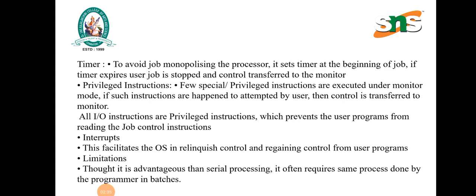Timer. To avoid a job monopolizing the processor, a timer is set at the beginning of the job. When the timer expires, the job is stopped and control is transferred to the monitor. Privilege instructions. A few special privileged instructions are executed under monitor mode, and if such instructions are attempted by a user, control is transferred to the monitor.